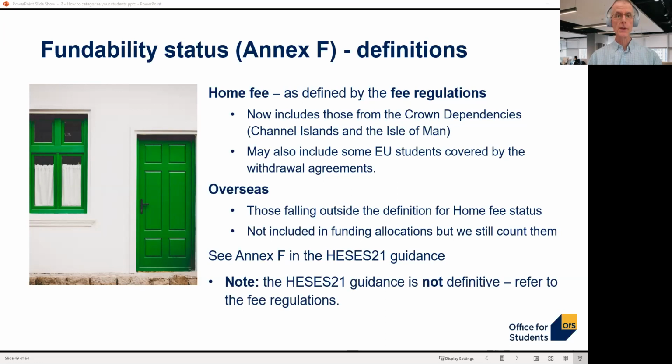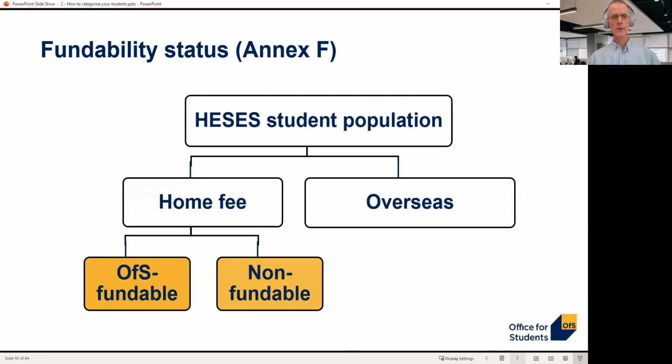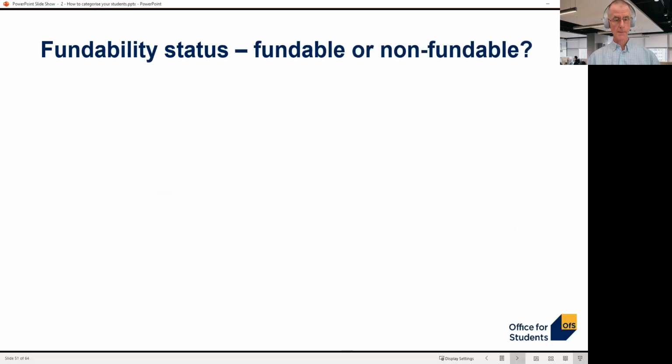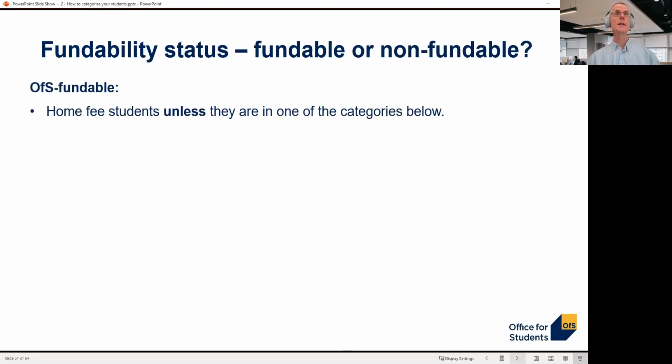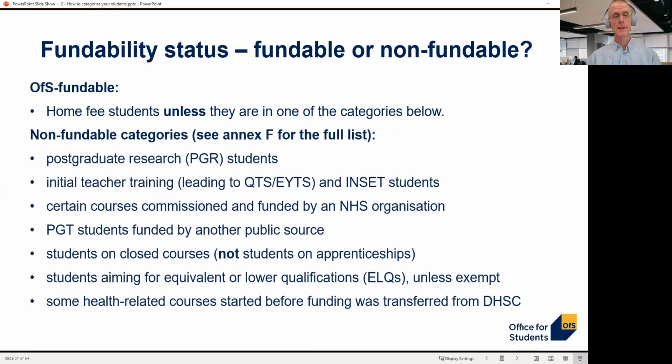So going back to our diagram, remember what we're trying to decide here is whether student study activity is fundable by the OFS. And to do that, we've looked at fee status. So now we're looking at home fee students, and we need to work out exactly which parts of this study activity are fundable and which are not. Basically, we can summarize things like this. Home fee students, unless they're in one of the categories which I'm about to show you, are OFS fundable. So here is the list, or well, it's not a complete list, but the main highlights. And again, Annex F is the place for the full list.